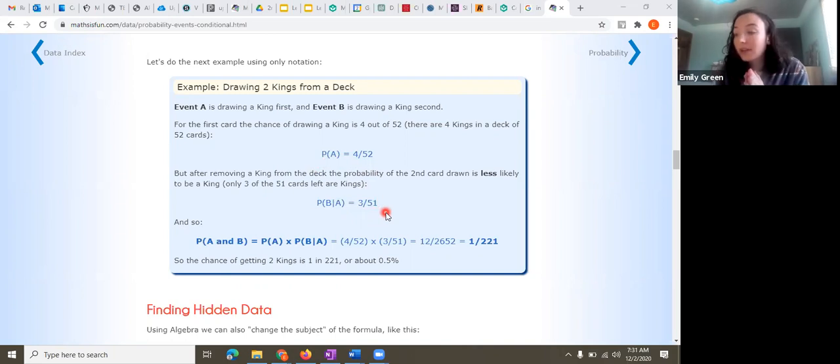So if I want to know the probability of picking one king and then a second king, I'm going to multiply those 2 numbers together. So I have 4 over 52 times 3 over 51. And when I multiply that together, it's going to give me a fraction, or if I want to convert it into a decimal, I'm just going to divide 1 divided by 221, and I get 0.0045, which if we make that into a percentage, is going to be 0.5%. So there's a very, very low chance of picking a king twice, right?